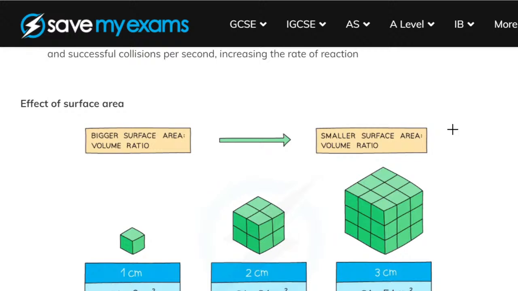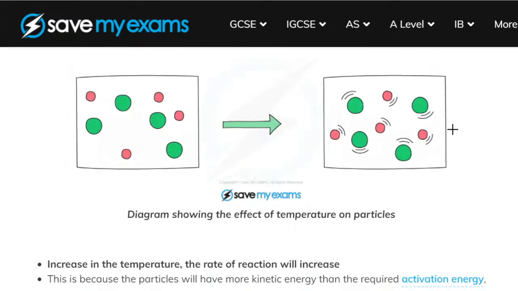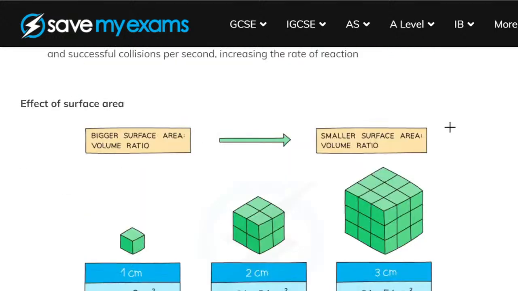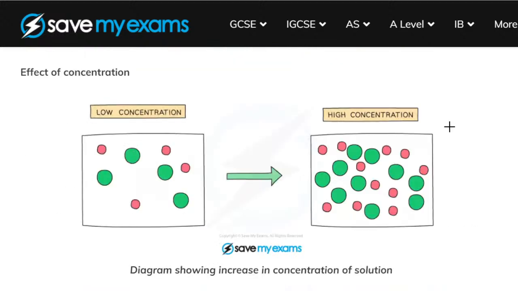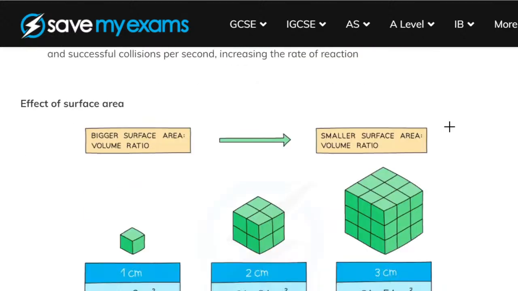The next one is the effect of surface area. Now in IGCSE you need to know three: temperature, surface area, and concentration. They will at least ask you one of those. Now you have catalyst and light and all of that, but those are rarely brought up. The three you need to know are concentration, surface area, and temperature. So let's move on to surface area.